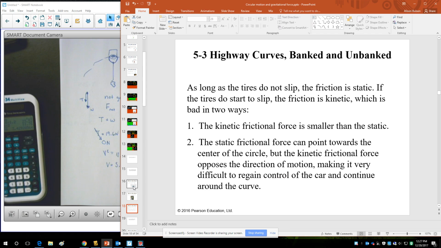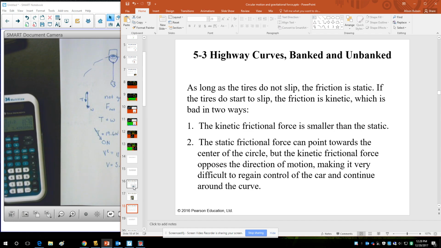So as long as the tires do not slip, friction is static. If tires do start to slip, the friction becomes kinetic, and that's bad in two ways. We know that the kinetic friction is always smaller than static friction, and the static friction force can point towards the center of the circle, but kinetic friction force always opposes the direction of actual motion.